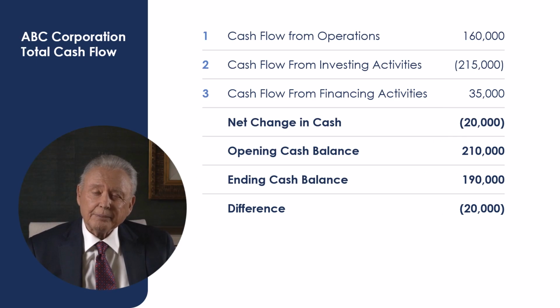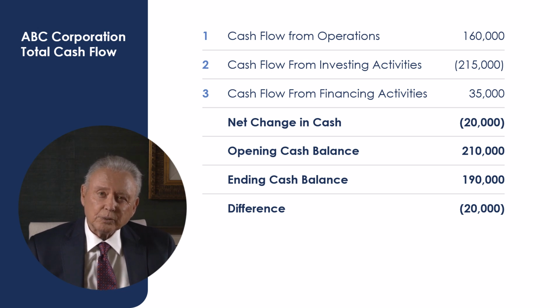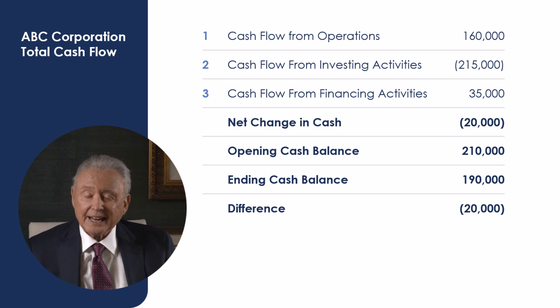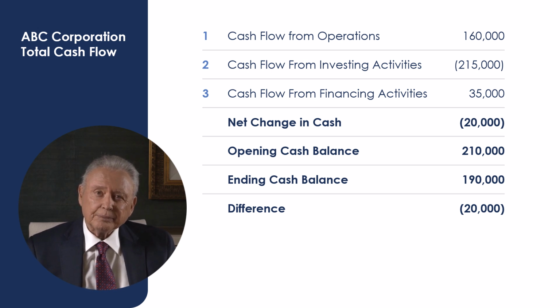Now let us recap the three categories of cash flow. We had $160,000 in cash inflow from operating activities. We had $215,000 in cash outflow from investing activities. And we had net cash inflow of $35,000 from financing activities, for a net decrease in cash of $20,000. Notice in the slide that cash went from $210,000 to $190,000 year over year.